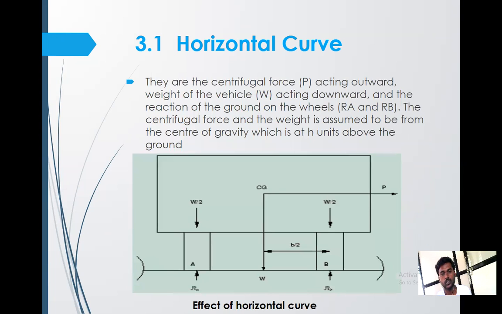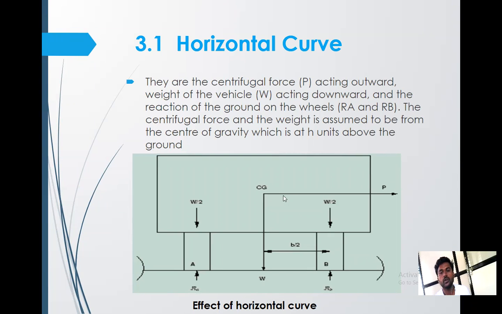how it is calculated. So this is the typical diagram of the vehicle which is passing through the horizontal curve. Centrifugal force P always acts in the outward direction, radially outward we can say. And the weight of the vehicle W will always act in the downward direction. Okay, P and W are assumed to act at the point of CG of the body. Okay, it is assumed to be the center of gravity, which is at height h.